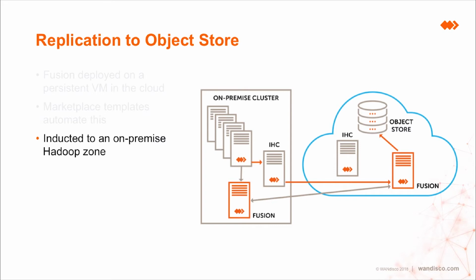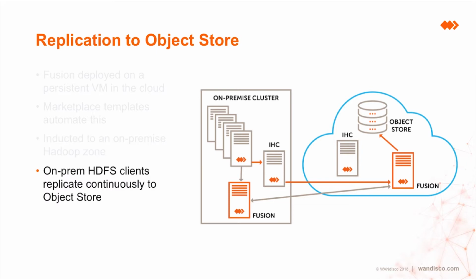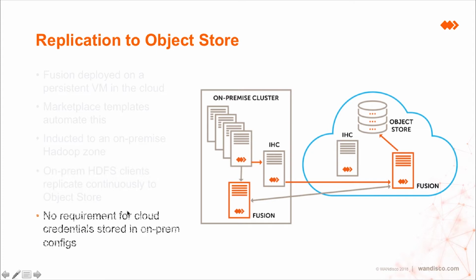And then the next step is, once you have your Fusion node sitting up in a cluster that's an object storage installation, you will induct that on-premise node to the Fusion server that's running in the object cloud store. The on-prem HDFS clients replicate continuously to the object store. So you can see in the diagram here, any write that happens to the cluster that's intercepted by Fusion will automatically get replicated up to the object store. No requirement for cloud credentials stored in the on-prem configs.